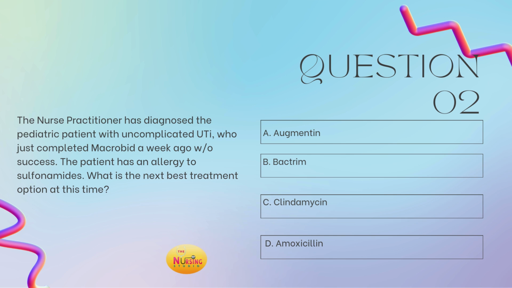So it says who just completed Macrobid a week ago without success. Just like we spoke on question one, we know Macrobid and Bactrim are our first line treatment options. So it appears we have come in, been diagnosed with uncomplicated UTI, Macrobid was utilized and it was not successful. So we need to consider a second line treatment option.